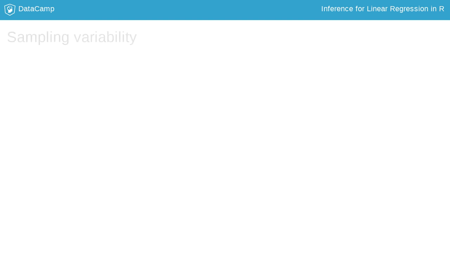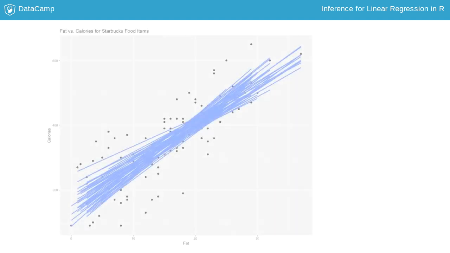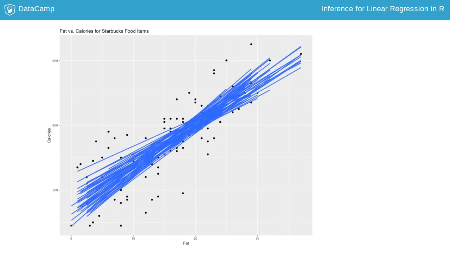The concept of sampling variability is something you've seen before, but in this chapter, you will focus on the variability of the line instead of the variability of a simple statistic. Indeed, when we take repeated samples of size 20, here we took 50 different samples, every single line is different. Notice that the rep_sample_n command let us take many samples of size 20, and ggplot fit the linear model separately for each of those samples.